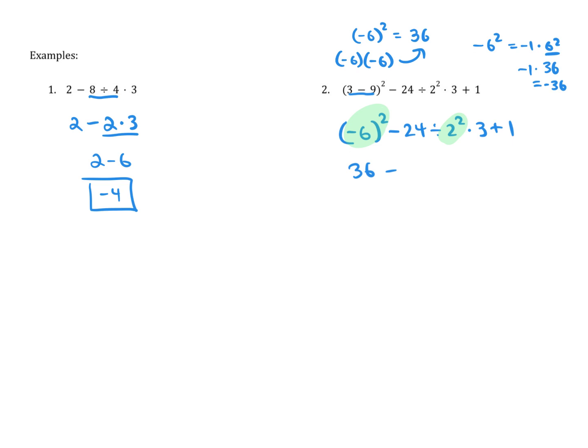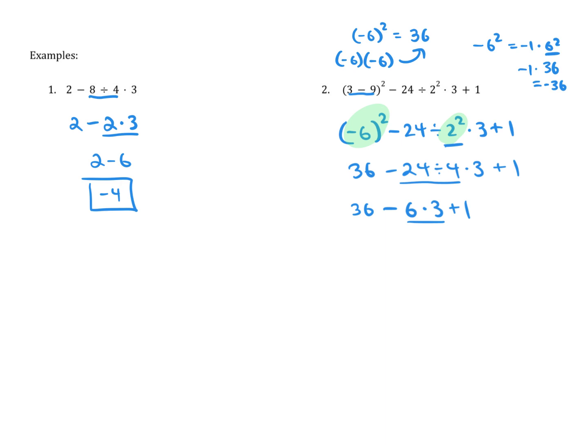And I'm going to bring down the minus 24 divided by, and then I'm going to do that other exponent. 2 squared is 4. I bring down the rest, times 3 plus 1. Now I'm going to do my multiplication and division, which happen in this section. And I'm going to go left to right, whatever comes first. The first part is the 24 divided by 4. So 36 minus 24 divided by 4 is 6. Times 3, I bring down times 3 plus 1.